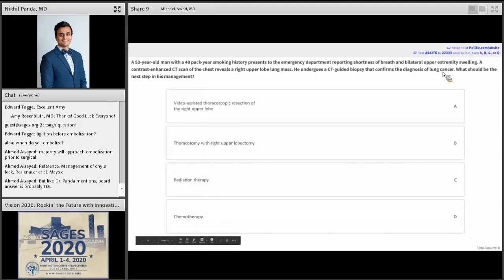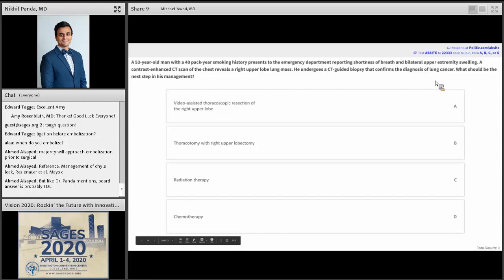Okay, next question. A 53-year-old man with a 40-pack year smoking history presents to the emergency department reporting shortness of breath and bilateral upper extremity swelling. The contrast-enhanced CT of the chest reveals a right upper lobe lung mass. He undergoes a CT-guided biopsy that confirms the diagnosis of lung cancer. What should be the next step in his management?